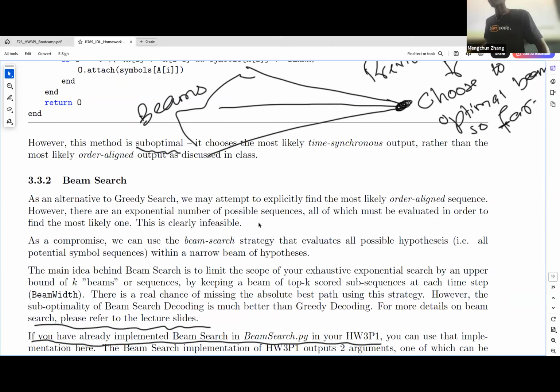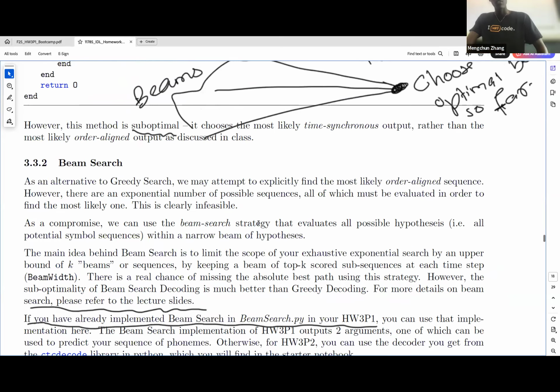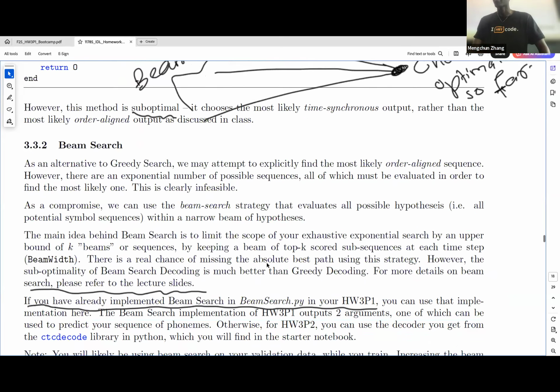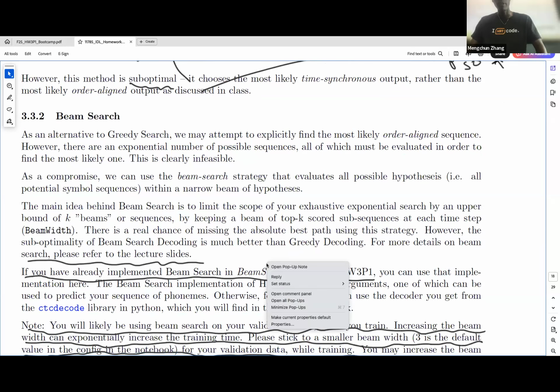From what I'm telling you, you can decide to implement the greedy search algorithm in your notebook, but it won't give you the best results because it's just greedily picking frames. The best that we want you to do is beam search, and you'll be implementing beam search in homework 3 P1, and then you can always move that beam search to homework 2 P2 and homework 3 P2, and it will still work.